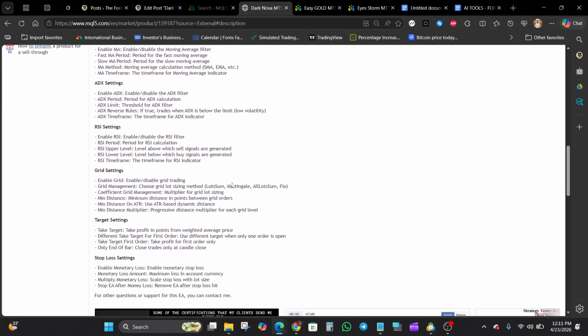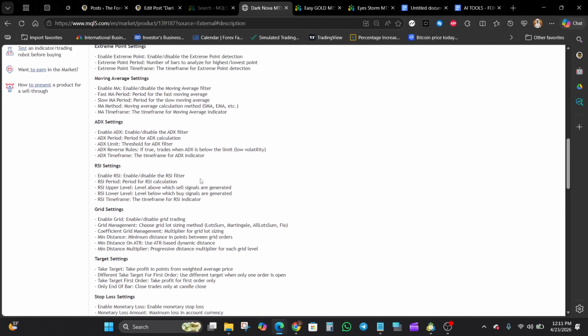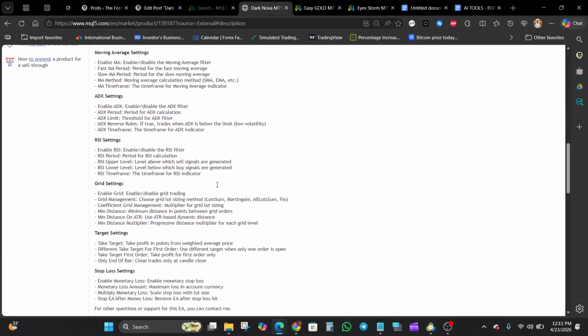There's also a monetary stop loss feature, which is important for controlling worst case scenarios, right? So overall, this EA combines counter trend logic, multi-indicator filtering, and optional grid recovery, which makes it quite flexible, but also more complex.